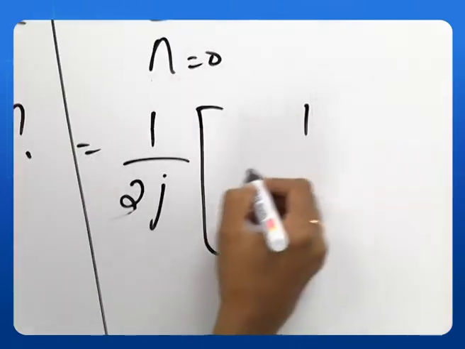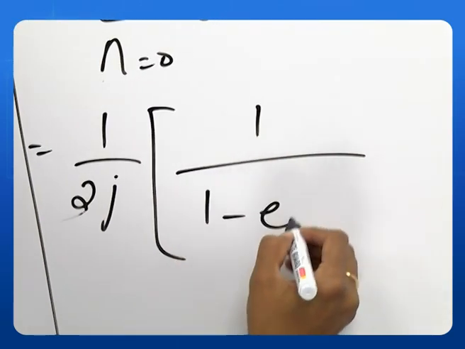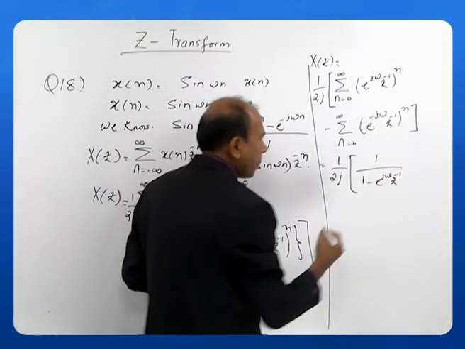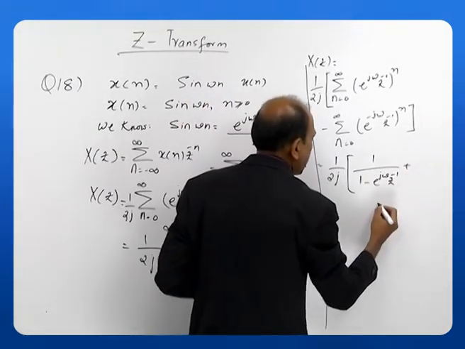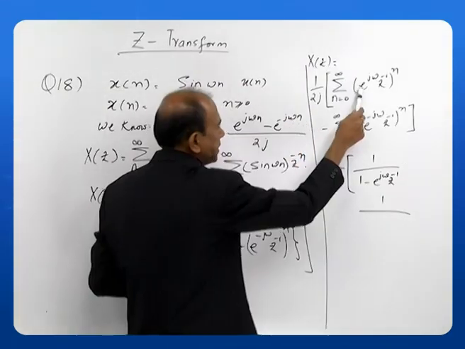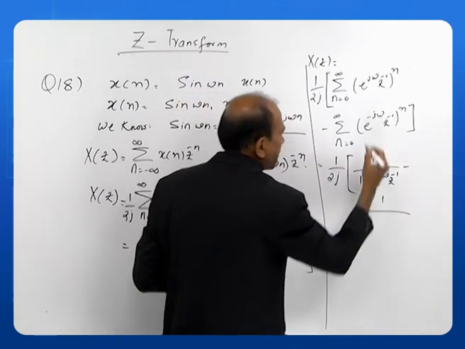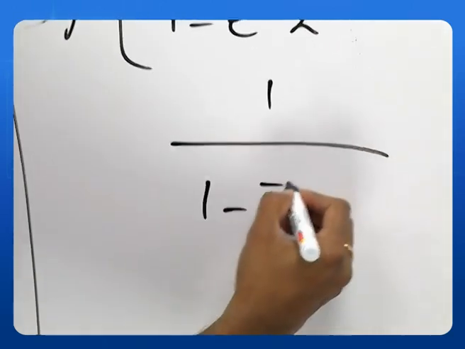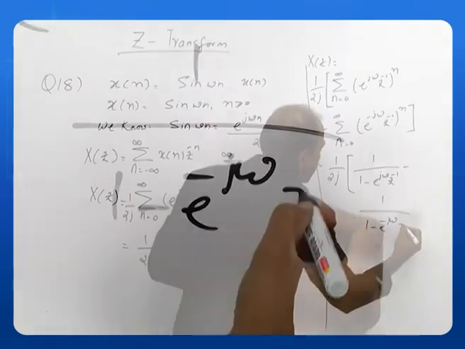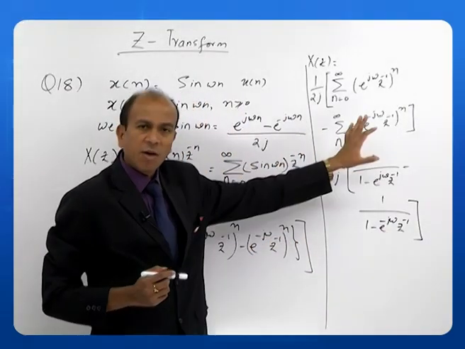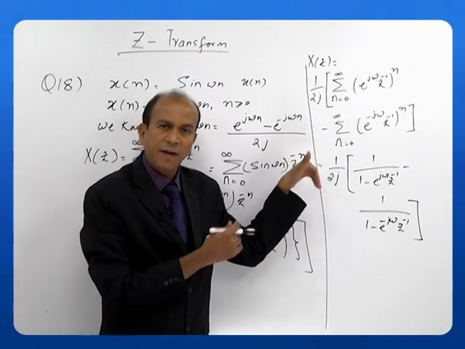This is equal to 1 by (1 minus e^{jω} z^{-1}), plus, and this negative sign I am putting here because it is negative here, 1 by (1 minus e^{-jω} z^{-1}). So let us take out the LCM and then simplify this a little further.